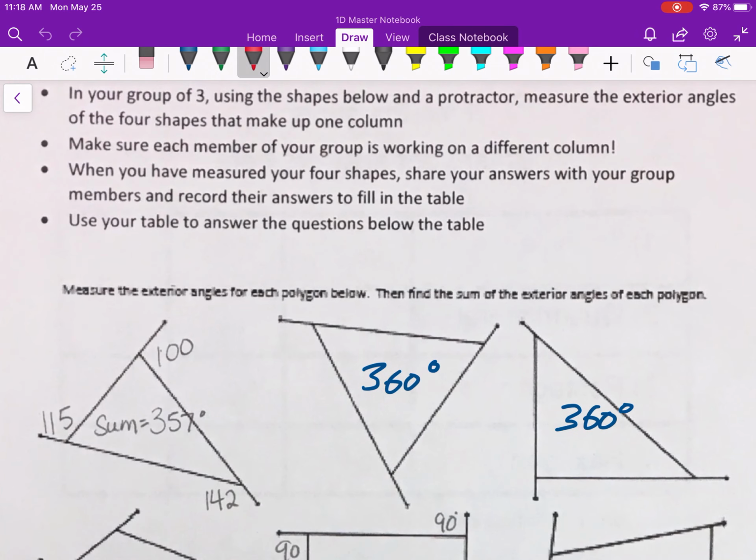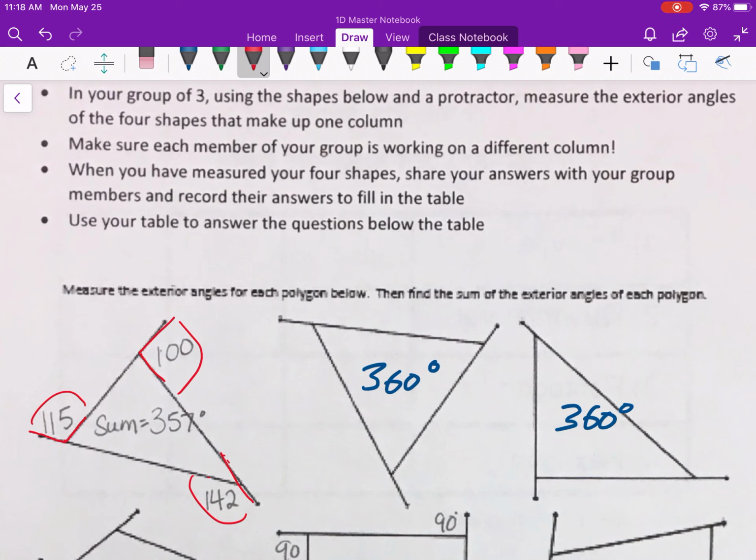The exterior angles are these lines here. So if I extend the line of a triangle, then this would be an exterior angle here, 115 degrees. Extend this one, this would be 100 degrees. Extend this one, it would be 142 degrees. It says here that the sum is 357, but that's just measuring error. Basically, it adds up to 360.